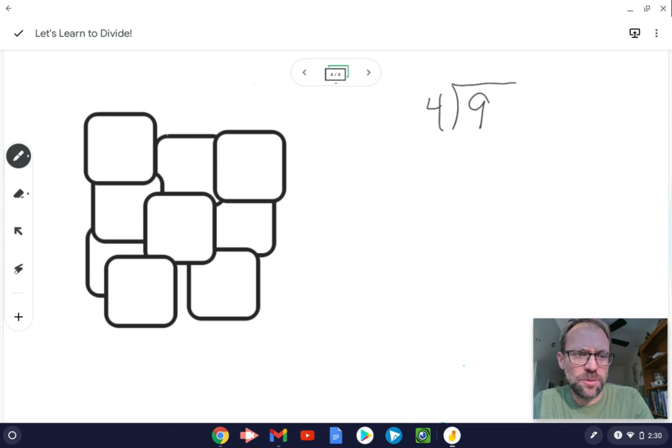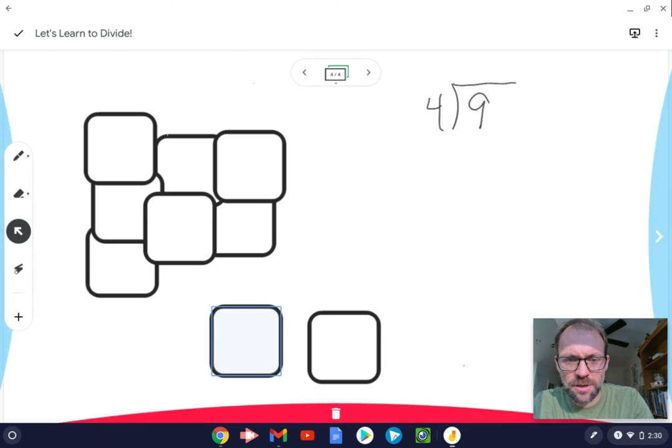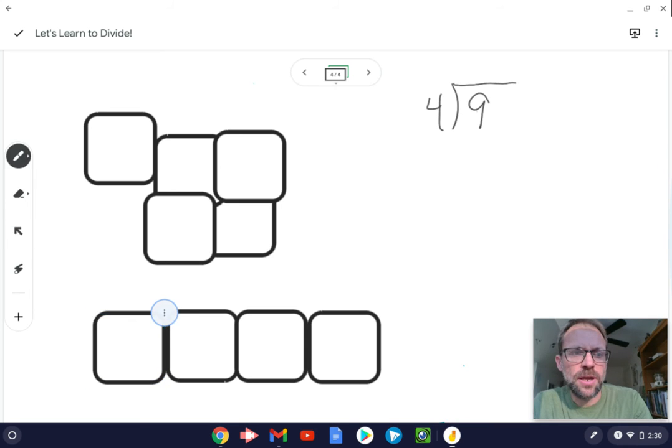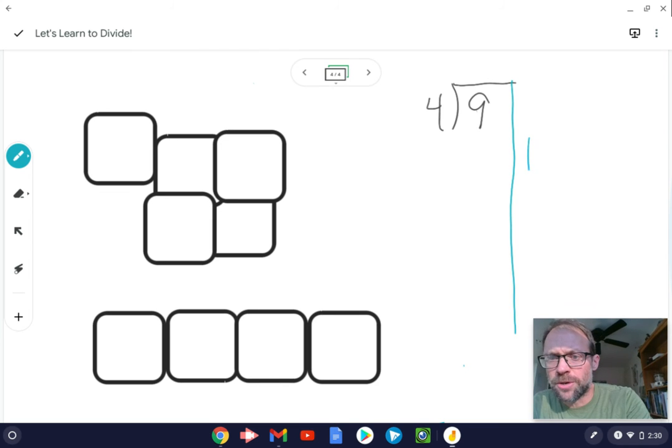And so what do we think? Can we make a group of 4? Sure you can. Let's do it. 1, 2, 3, 4. There's a group of 4. All right. So we'll draw our line down the right-hand side. We'll make our one group of 4. One group of 4 is equal to 4. So let's go ahead and put the equal sign, subtraction sign.